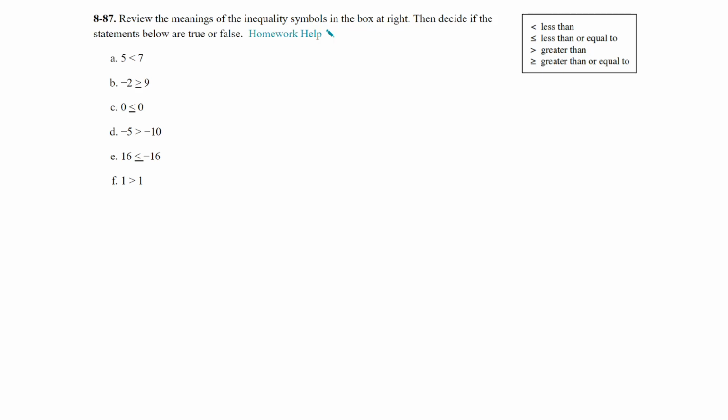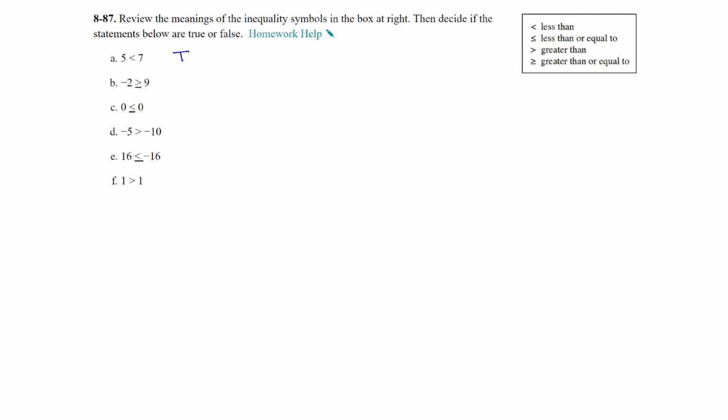Question 87. Review the meanings of the inequality symbols in the box at the right. Then decide if the statements below are true or false. So take a look over here. You have your less than signs on the first 2, and then your greater than signs on the second 2. So on part A, is 5 less than 7? That is a true statement. Yes, it is. And if you have trouble with these, look at a number line also.